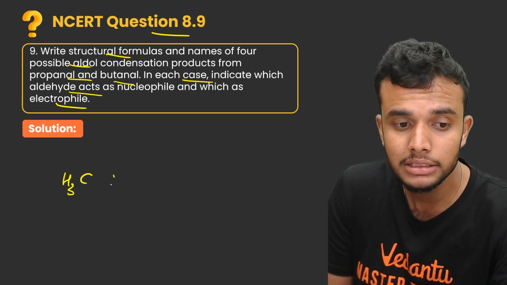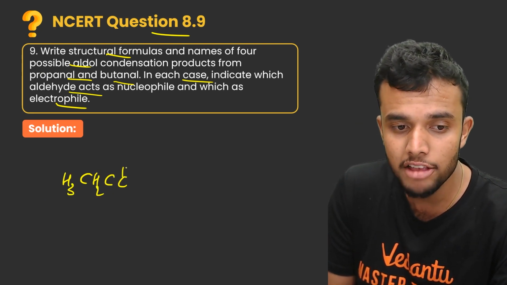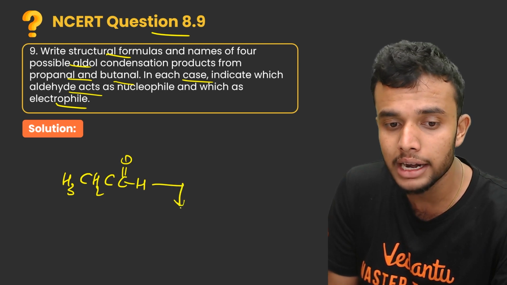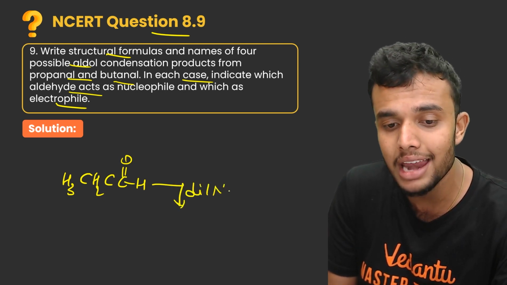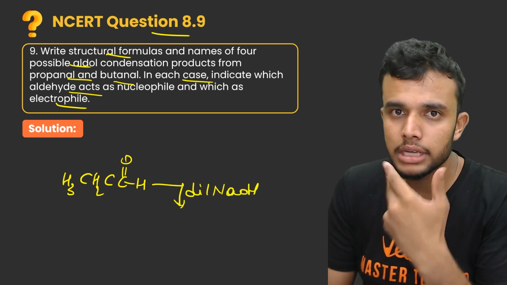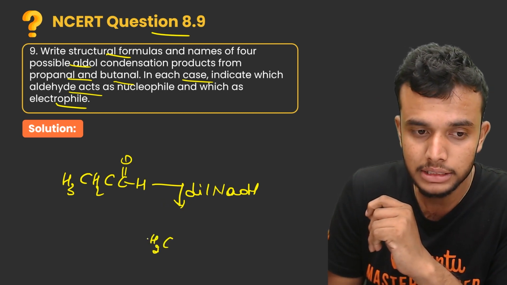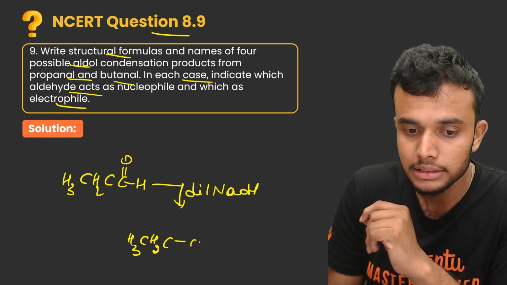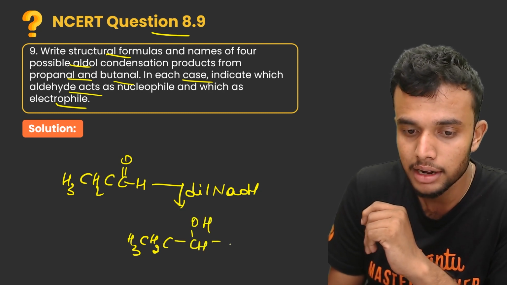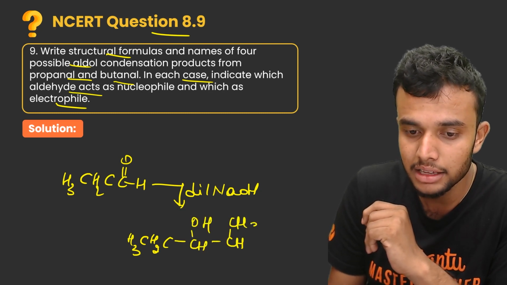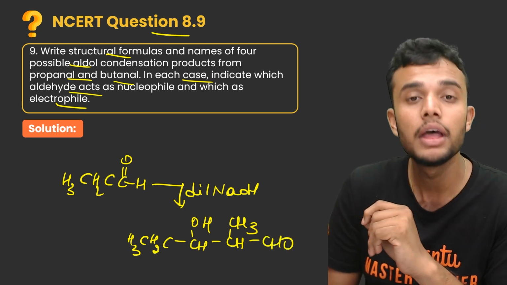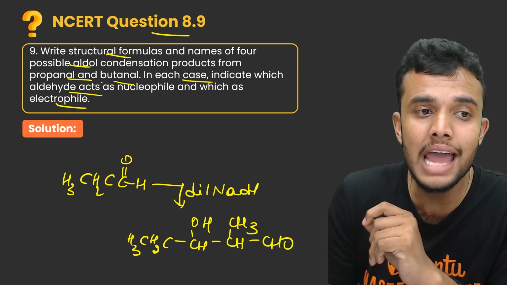What is the structure of propanal? CH3CH2CHO, right? It undergoes aldol condensation in the presence of dilute NaOH to yield a hydroxy aldehyde with the hydroxyl in the beta position, right? It's very simple: CH3, CH2, CHOH, CH, CH3, CHO. This is the structure. Let's move on to the next one.